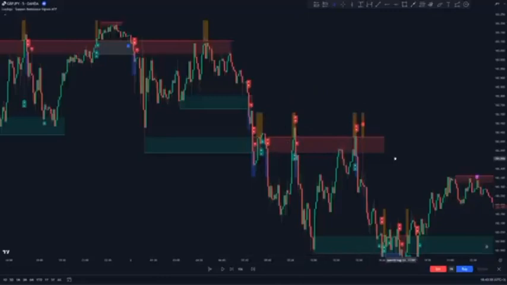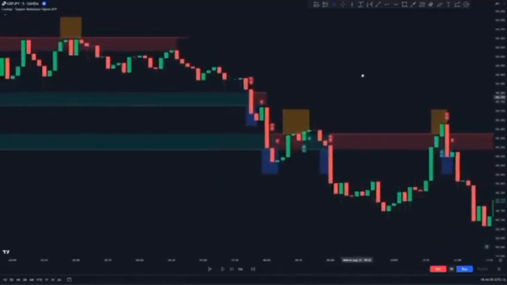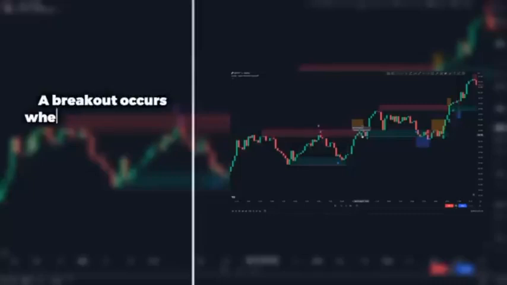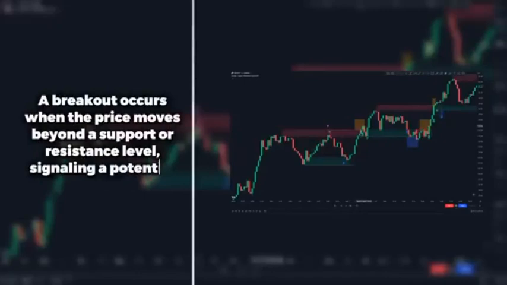Now let's shift our focus to these text labels found at the support and resistance levels. What exactly do they signify? First, there is the B label, which stands for breakout. Now, you may be thinking, but what exactly is a breakout? Well, a breakout occurs when the price moves beyond a support or resistance level, signaling a potential shift in trend.